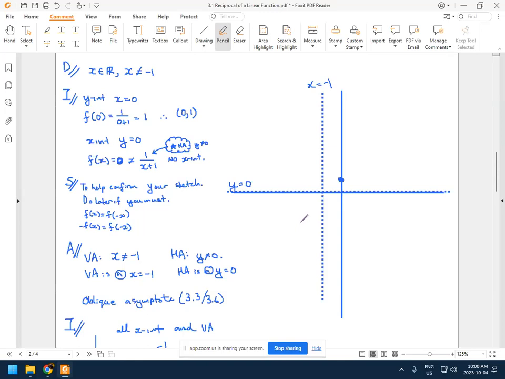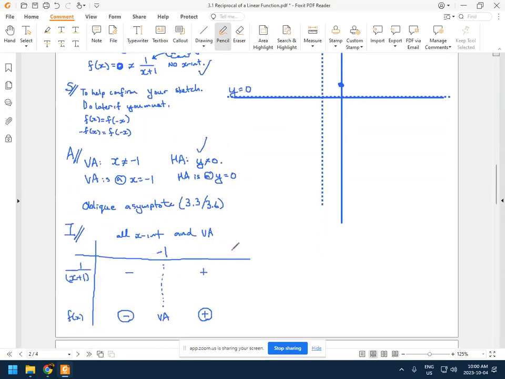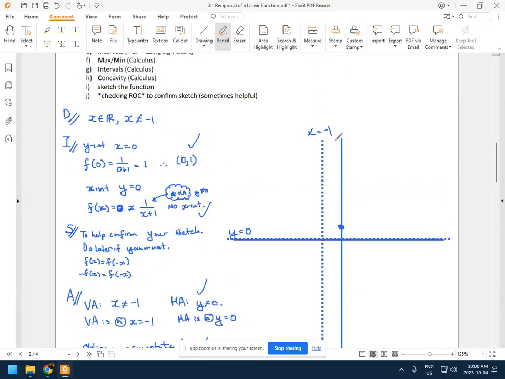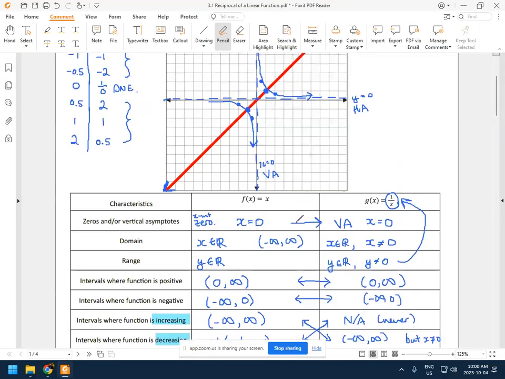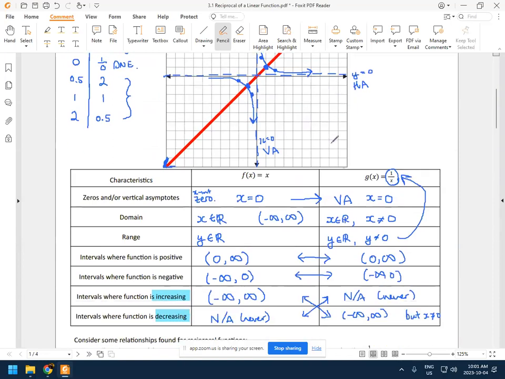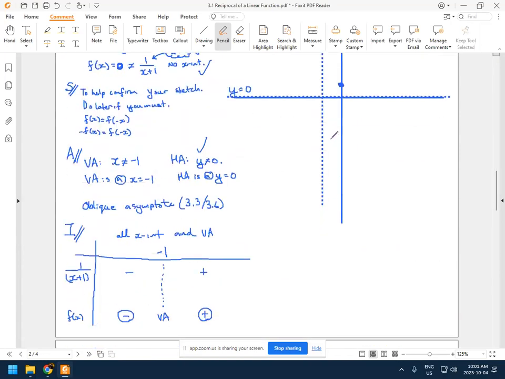Okay. What else do I know? So I've got my y-intercept, I've got my vertical asymptote, I've got my horizontal asymptote. All I have left is the chart. Where is the graph? Can you visualize the graph already without the chart? Based on this? Maybe. What does the graph tell you?